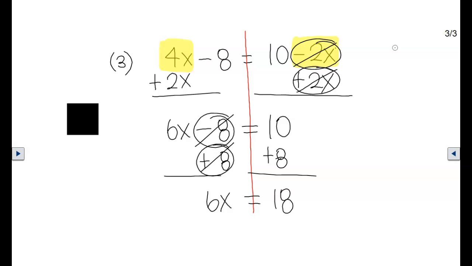So next up we undo multiplying or dividing. This is multiplying by 6, so we divide by 6. The multiplying by 6 and the dividing by 6 cancel. So x equals 18 divided by 6, which is 3.